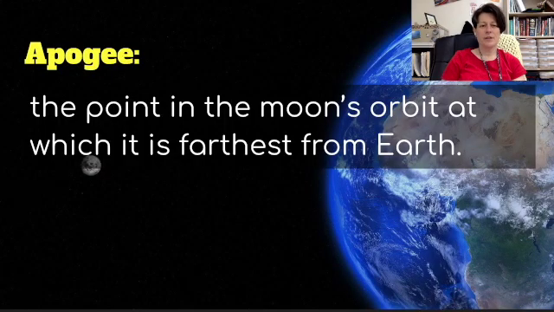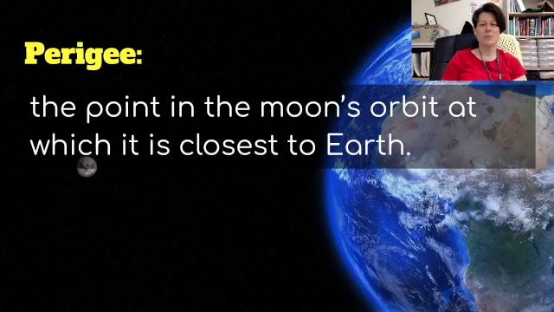Now the first thing I want to talk about is apogee. This is the point in the moon's orbit at which it is farthest from the Earth. Now, the opposite of apogee is perigee. This is the point in the moon's orbit at which it is closest to Earth.